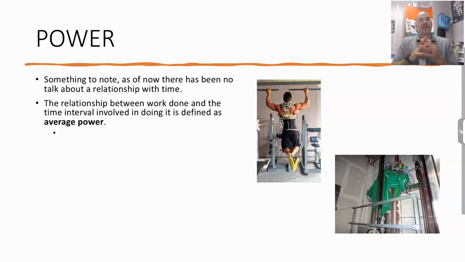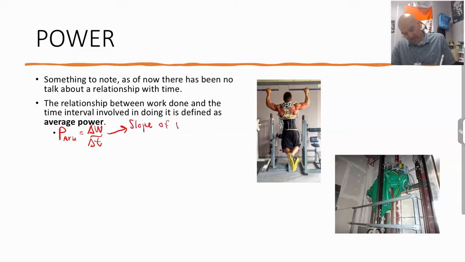When we start bringing that in, we look at the rate at which work is done, or the relationship between work done and the time interval. We're going to call that average power. So average power is going to be delta W over delta t. This is in actuality the slope of a work-time graph, because anytime you have a change in quantity over a change in quantity, it's going to be a slope of those two quantities.